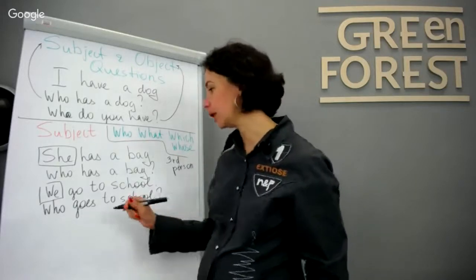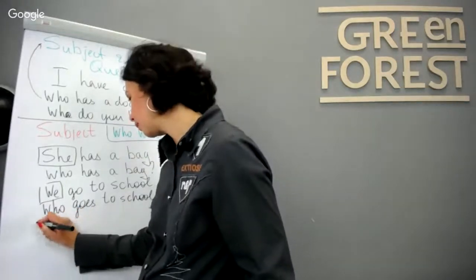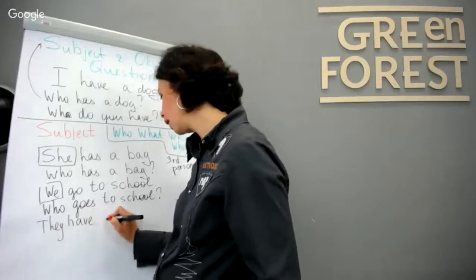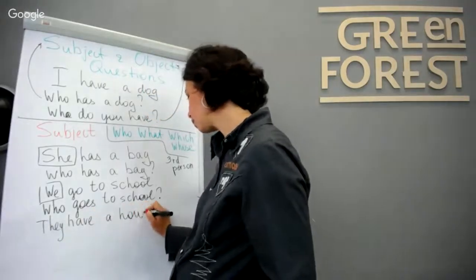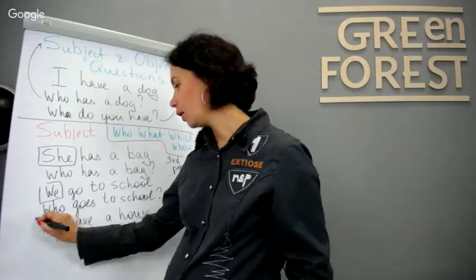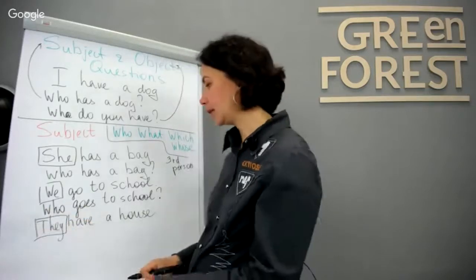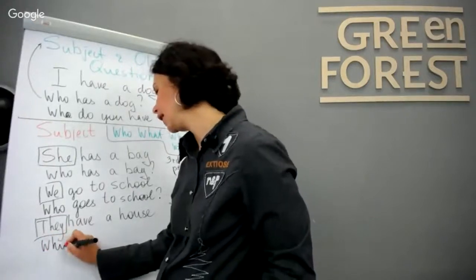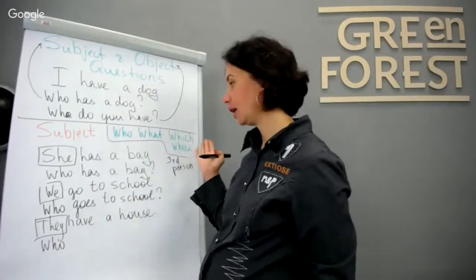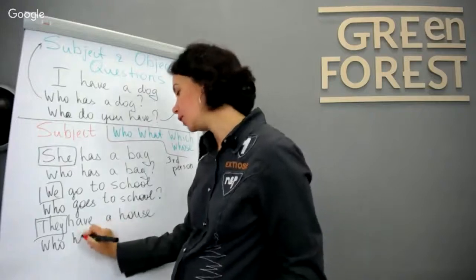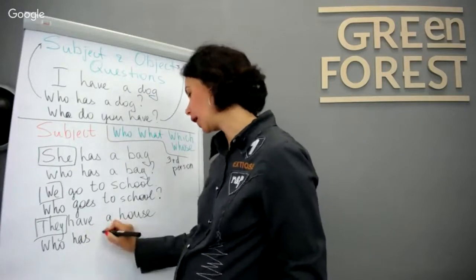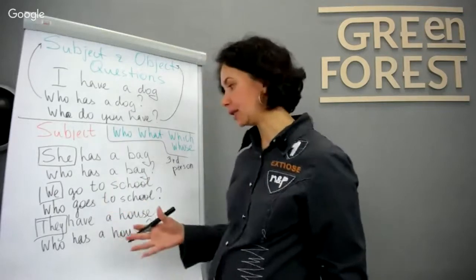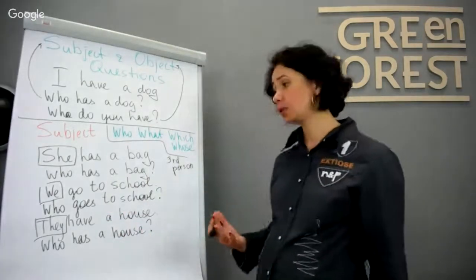Let's create one more. They have a house. They is the subject of the sentence. We close it and we write who. But again, who is the third person, so we need to change have into has. Who has a house? It's only in present tenses, because when we have past tenses, we don't need to make any changes.